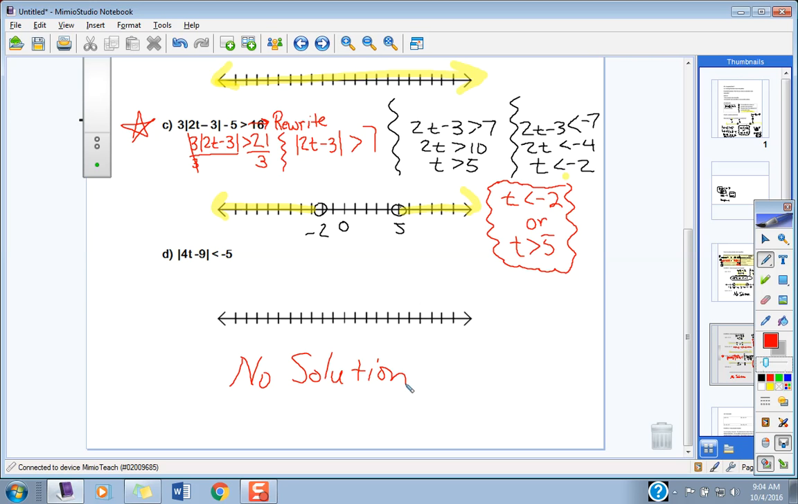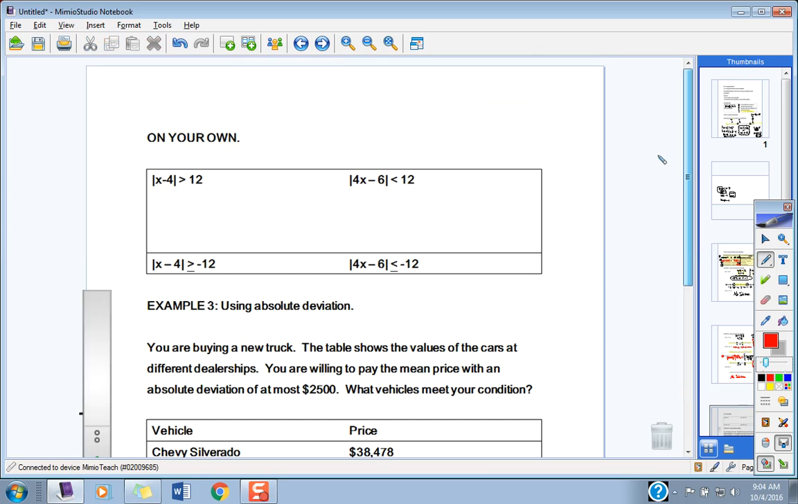Anybody need more time with this right here? Gaining confidence, and I love that. Very good. Why don't you guys try those on your own quickly? See what you get for solutions. No graphing, just solve them, all right? Take a couple of minutes.